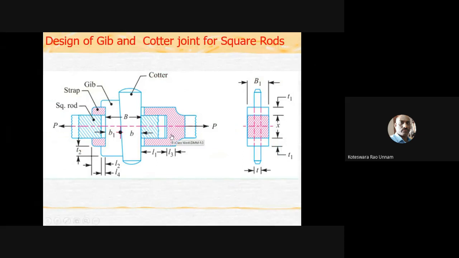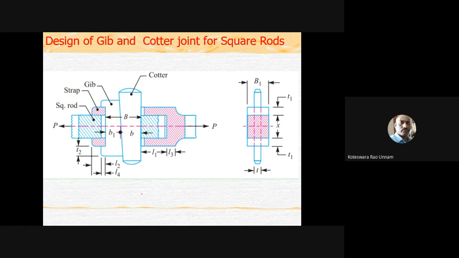In this there are again four components. One is a rod, which has a square cross section, so it is called a square rod. This one, hatched in blue color, we call the square rod. Then this one we call a strap, hatched in pink color. Rod is the first part, strap is the second part. Then you have a cotter, which is the third one, and a jib, which is the fourth one. You have only four components in this joint.